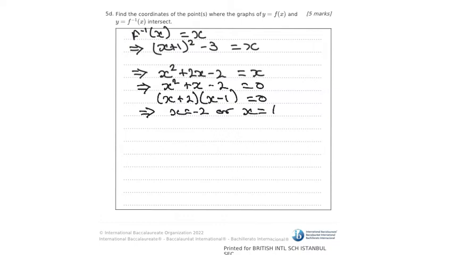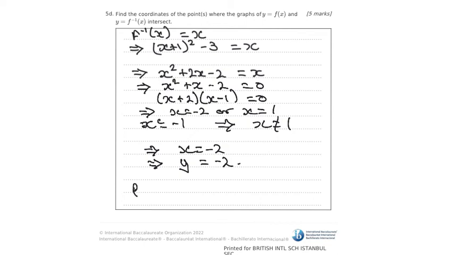We know from a previous question that x is less than or equal to -1. Therefore, x cannot equal 1. Therefore, x equals -2. Therefore, y equals -2. So the point of intersection is (-2, -2).